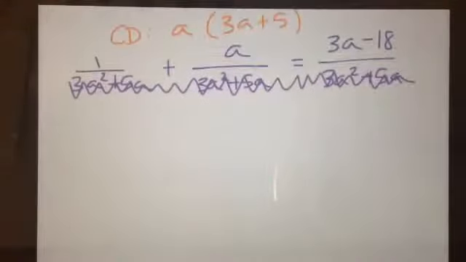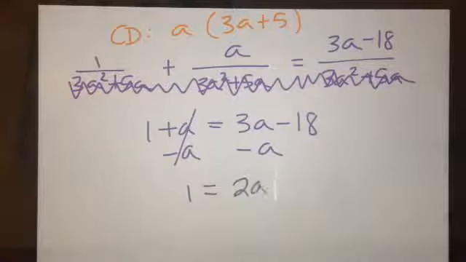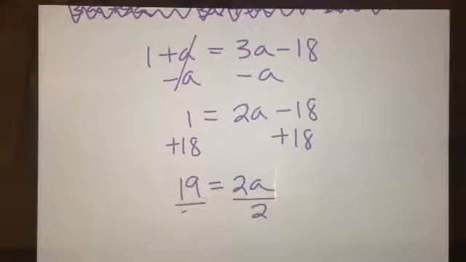Now the equation that I'm solving is just 1 plus a equals 3a minus 18. Just like you've always solved equations in the past, we want the variable to be on one side. So I'll subtract a on each side. 1 equals 2a minus 18. Now I'm going to start moving numbers away from the a, so I'll add 18 to both sides. 19 equals 2a, and then I'll divide by 2. And so the solution would be a equals 19 over 2.